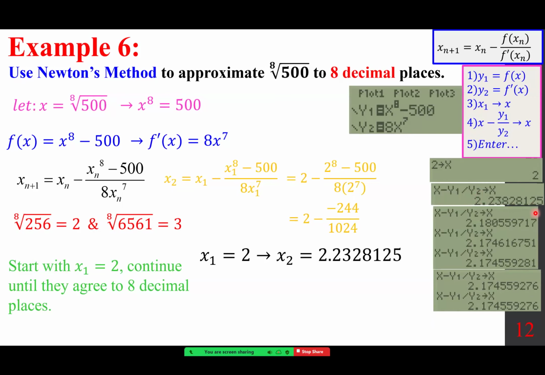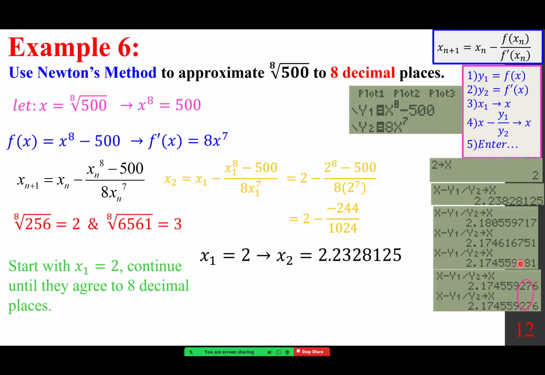Now, notice we have to come up with 8 decimals. So we have to look at where 8 decimals agree. For example, here and here doesn't work. But if you look at these last 2 that I have, take a look at this one. See, 1, 2, 3, 4, 5, 6, 7, 8. And if you look at this one, they are identical. In fact, even the next one is identical.